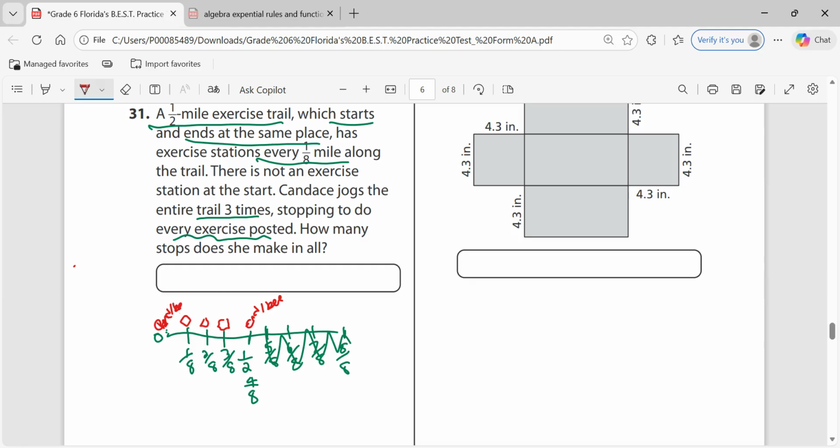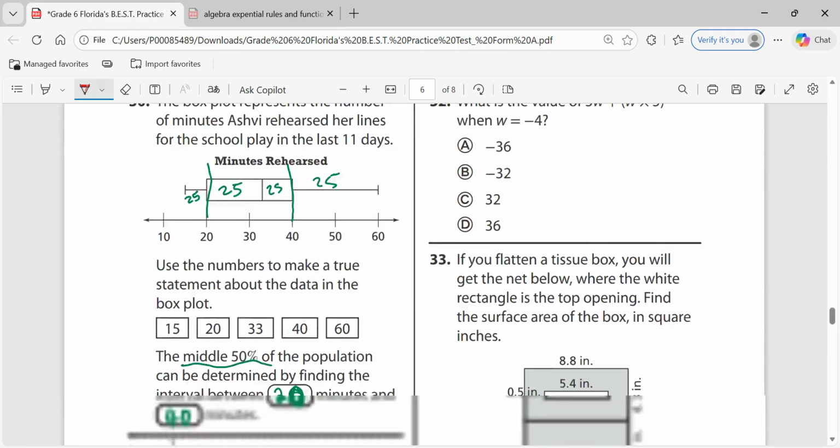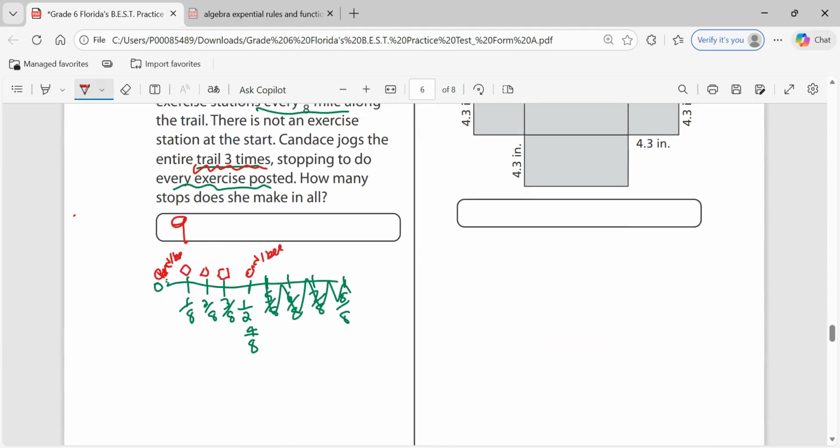So really she's making 3 stops every time she does it. Well, she does the whole trail 3 times. So if she's doing 3 stops and she does it 3 times, then she stopped 3 times in all. Oh, not 3, I said 3. She stops 9 times in all.